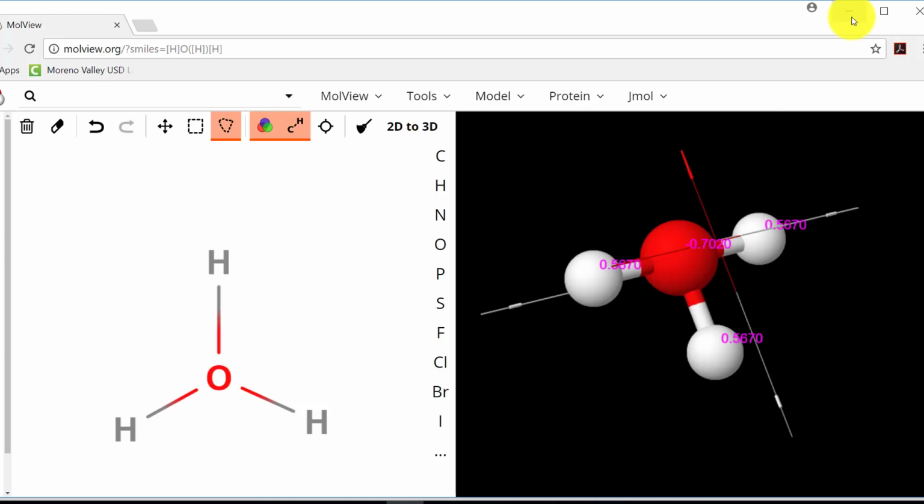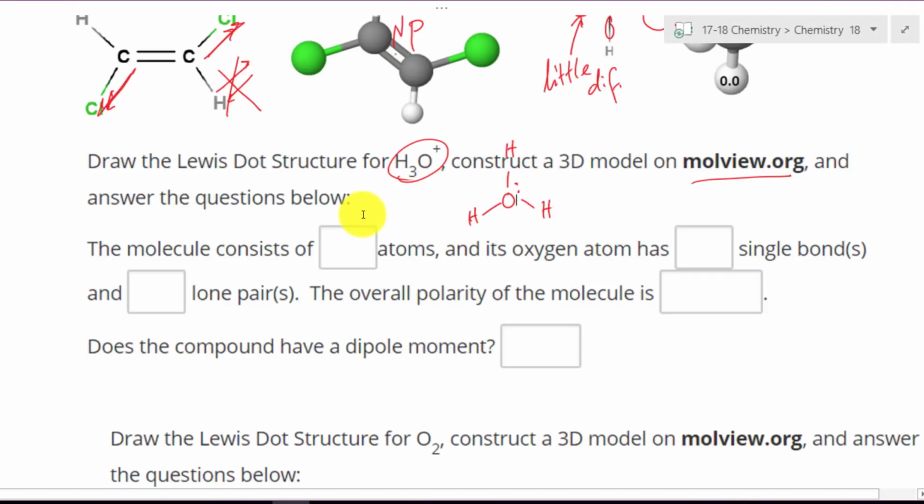So let's go back and fill out the information. Of course, particular molecule consists of how many atoms? Of course, 4 atoms, 3 hydrogen and 1 oxygen. And its oxygen atoms has how many single bond? We look at oxygen, it has 3 single bond. How many lone pair? 1 lone pair. And the overall polarity of this molecule, when we talk about polarity, either it's going to be polar or nonpolar.